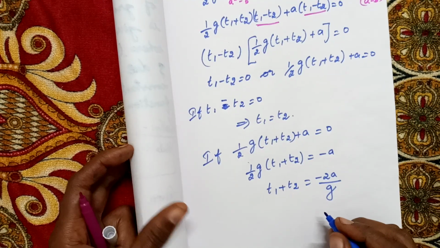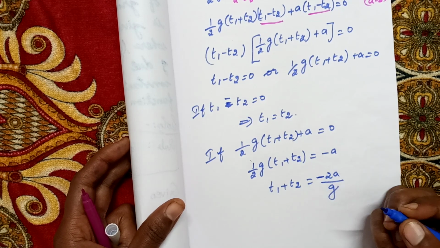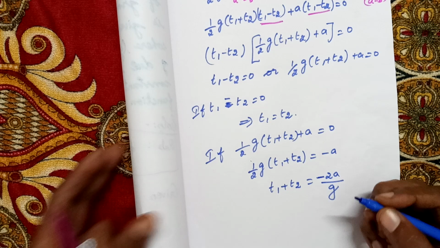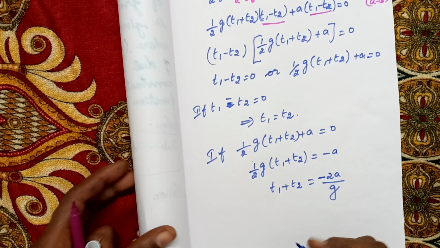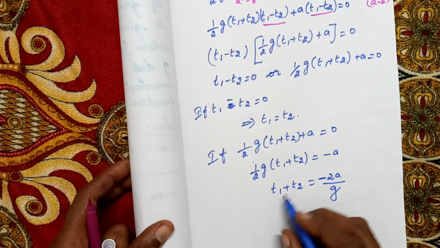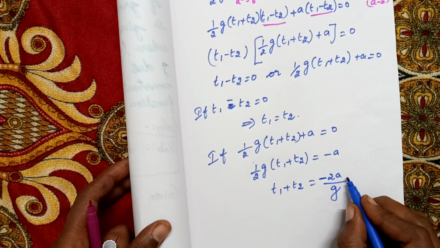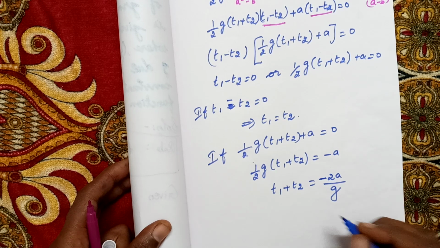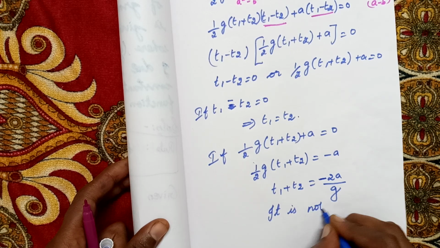Here the gravity is negative, like that we are getting. Acceleration is negative, which is not possible. So t1 plus t2 is equal to minus 2a by g. When we are adding the time, we are getting minus 2a by g. It is not possible.